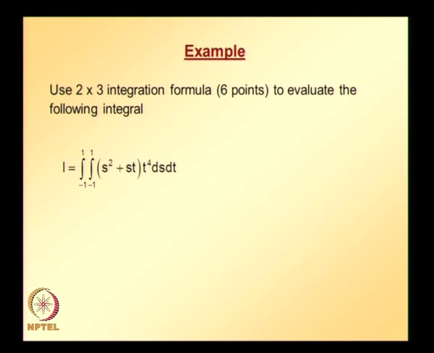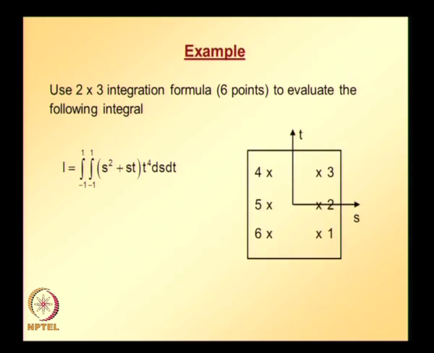Similarly, the order of the integrand along the t direction is 5, so 2n minus 1 is equal to 5, so n is equal to 3. So we need to use 2 integration points along the s direction and 3 integration points along the t direction to evaluate this integral accurately. So that is what is suggested.